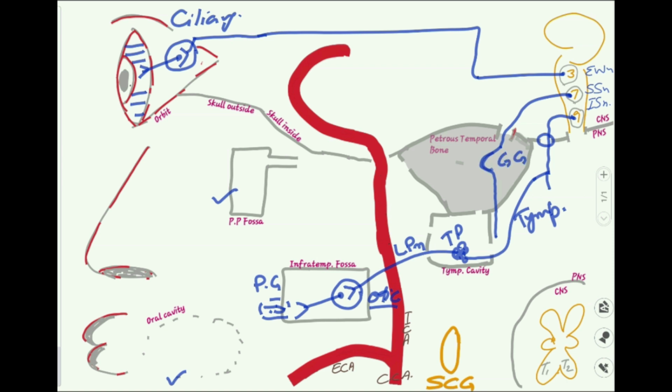The geniculate ganglia is a pseudoganglia. It's not a true ganglia, not a parasympathetic ganglia. From here we will get a branch. This branch will move out of the petrous part of the temporal bone. This nerve will run beneath the skull and will enter the pterygoid canal and will reach the pterygopalatine fossa. It will end by synapsing with the second neuron, that is the postganglionic neuron, and the postganglionic neuron will supply the viscera. This is the ganglia.